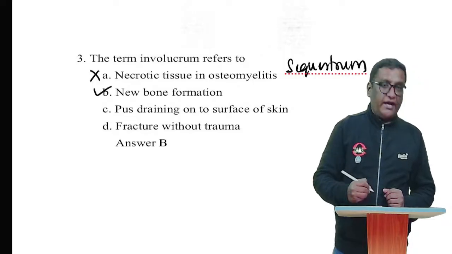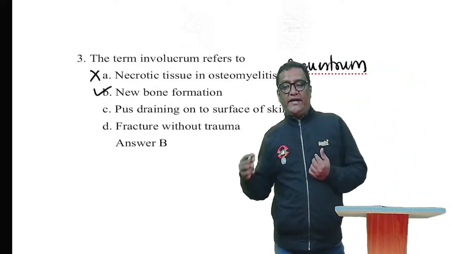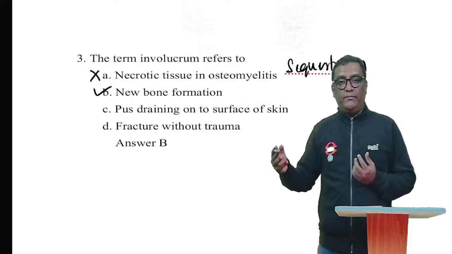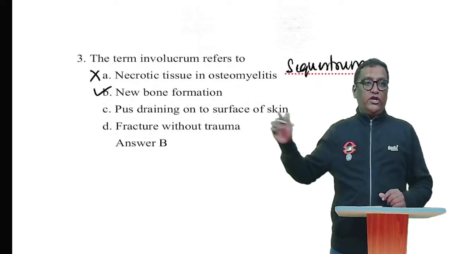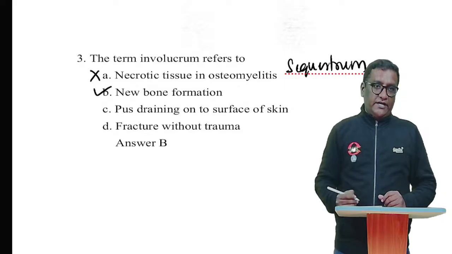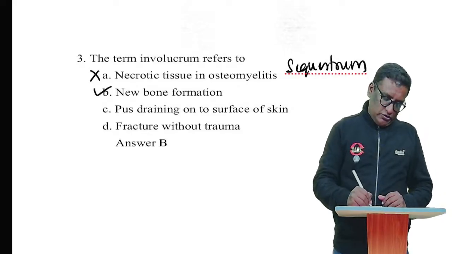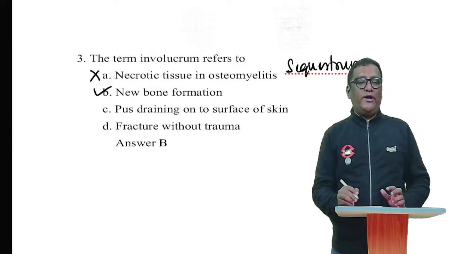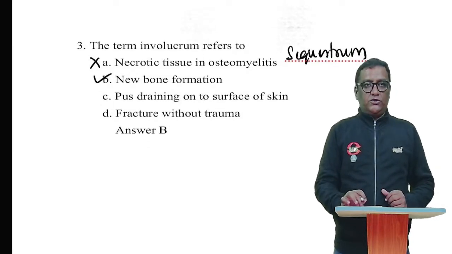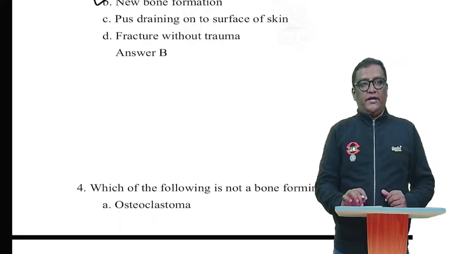That is your involucrum. So whenever there is damage to the bone happening, there will be new bone formation that will be there, right? Pus draining from the sinus. No, from the skin, that is called sinus. Fracture without trauma. No, that is pathological fracture. So that is your next.